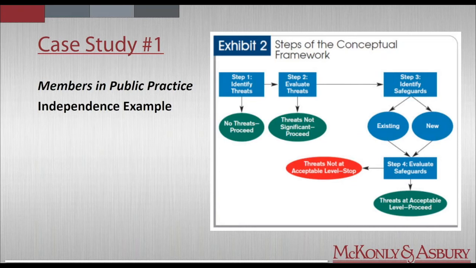So section 1.200 of the code, it's about 70 pages long, all the guidance that you have on independence. But if you start to walk through that, is there a threat under the code of professional conduct here? And the answer to that question is yes, there is a potential threat. So then we have to evaluate that threat. Is that threat significant? And the answer to that is really, well, it depends. So if we determine that the threat is significant, then we move on to identifying the safeguards.